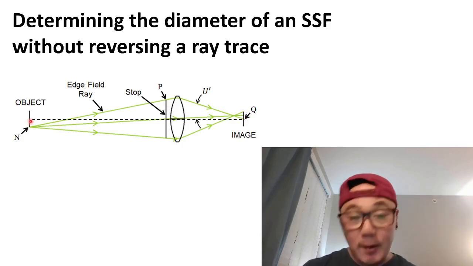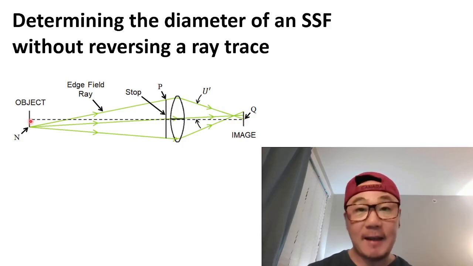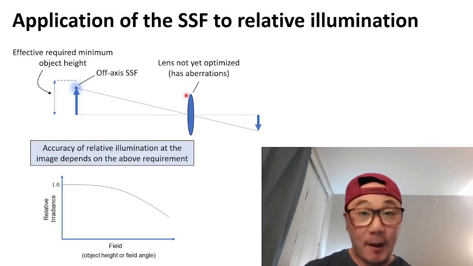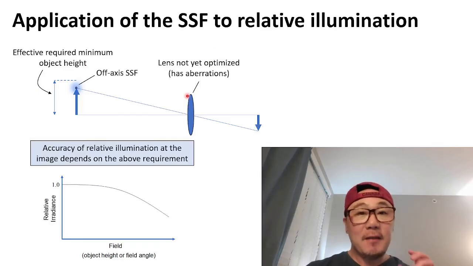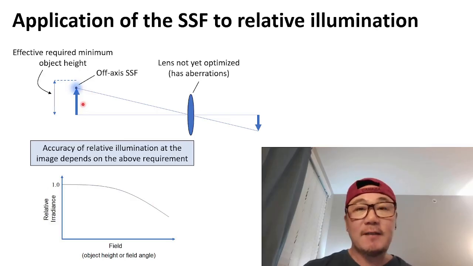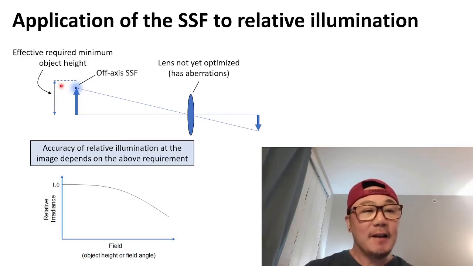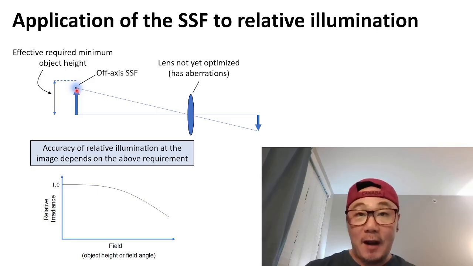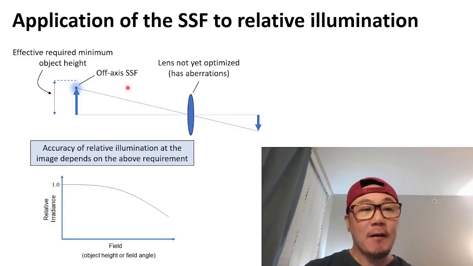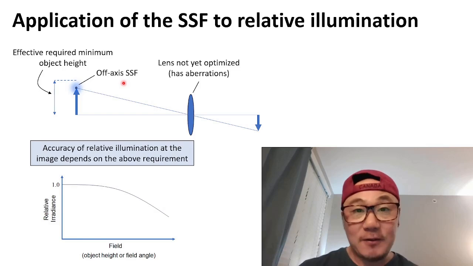Okay, so what is another application of the source spread function, the SSF? My favorite topic, relative illumination. It turns out that if your lens has not yet been optimized, then theoretically, for the relative illumination plot to be really accurate, your object size should have a size or height that is slightly higher than what its height is. Okay, how much higher? Roughly the semi-diameter of the off-axis source spread function.